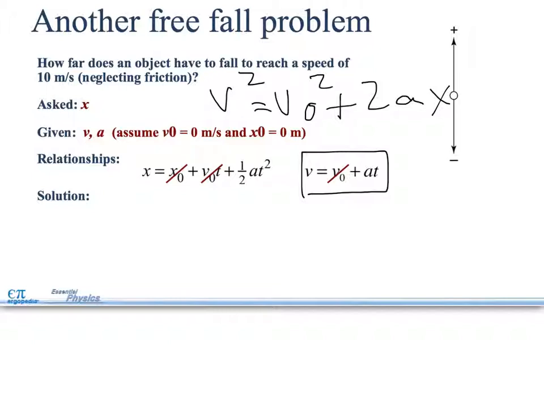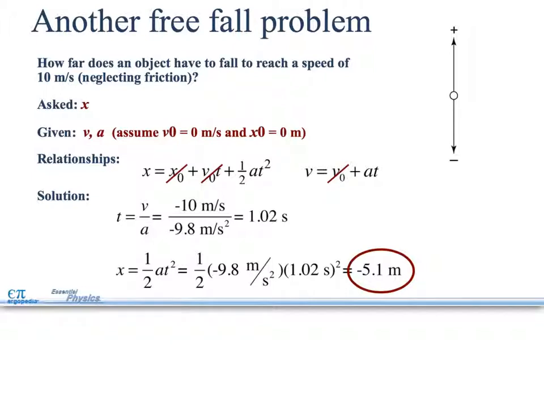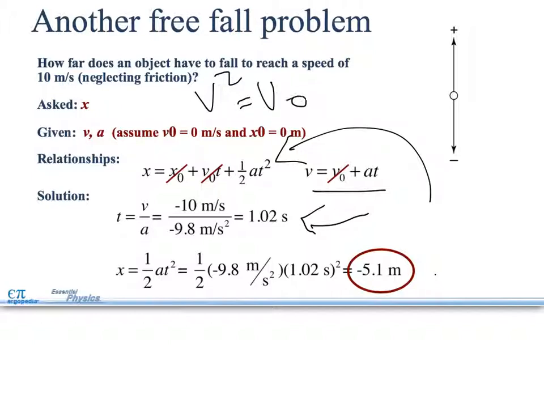This will actually cut out a step that you don't have to use, but we'll go ahead and do it the long way this time. For this one, you had v equals at, where we solved for t and found out that it took 1.02 seconds, and then you plugged that into this equation to solve for the negative 5.1 meters. But if we use v squared equals v0 squared plus 2ax, we could have solved it right away because v0 we said was 0. We're looking for v squared, we know 2, we know our acceleration, and it asked for x.